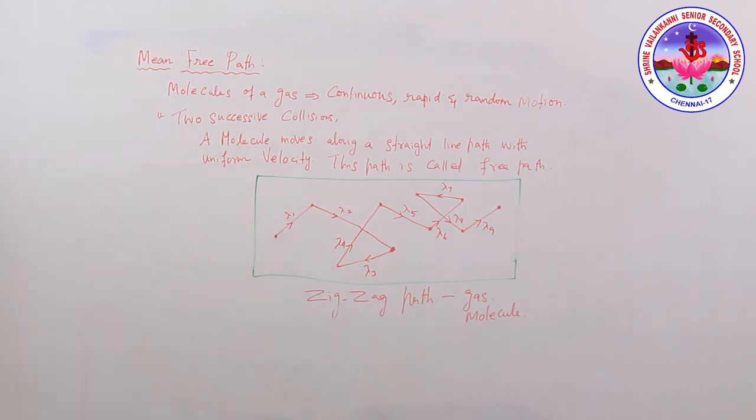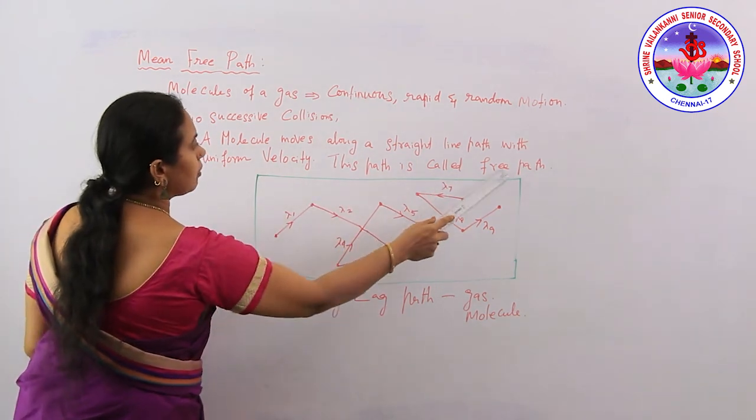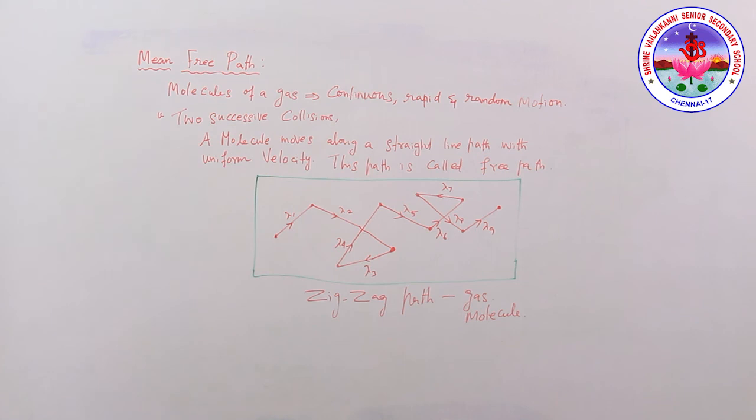Mean free path. See, the molecules of a gas are always in a state of continuous, rapid and random motion. Now, we have taken these molecules to have a finite, though small, size. So they collide against one another frequently. Between two successive collisions, a molecule moves along a straight line path with a uniform velocity, and we call that a free path. That means the mean free path.